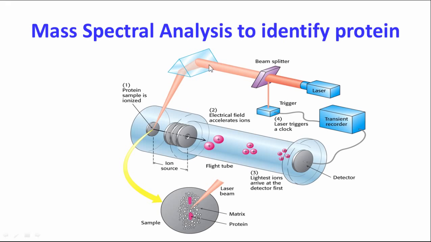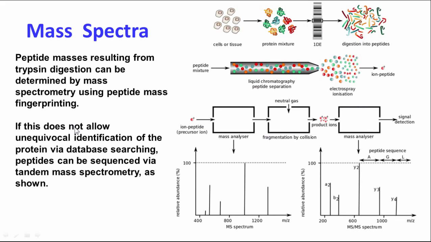Mass spectral analysis to identify proteins. If you can get them to ionize, and sometimes we put proteins on a matrix and hit it with a laser beam to get them to ionize, then they can fly in a vacuum tube, which is called a flight tube, and they will fly based on their charge. So the ones with a higher charge to mass ratio will fly faster, and they can be detected. So the lightest ions arrive at the detector first, and the heavier ones arrive later, and so it's called a mass spec. I won't go into it any more than that.